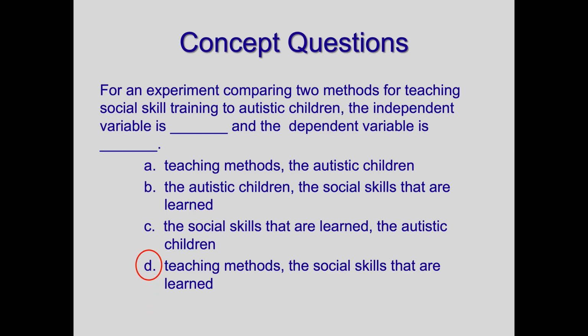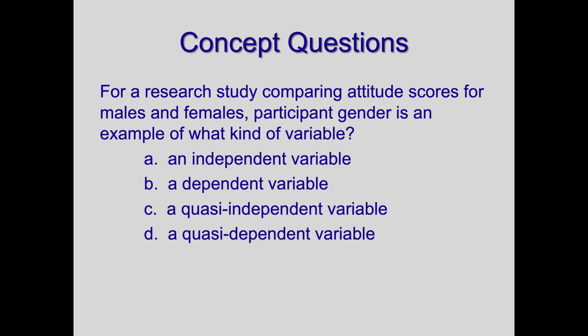Okay, the correct answer is that the teaching methods are the independent variable because you're able to manipulate those, and the social skills are the things that depend on what it is that we're using as the independent variable, the thing we are manipulating. Okay, next up.